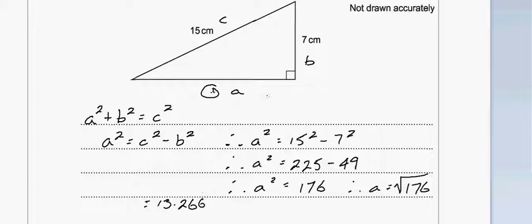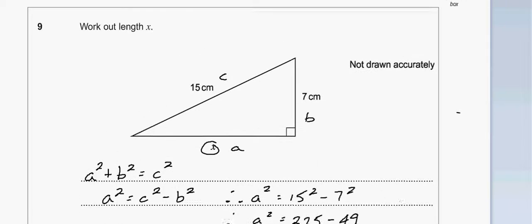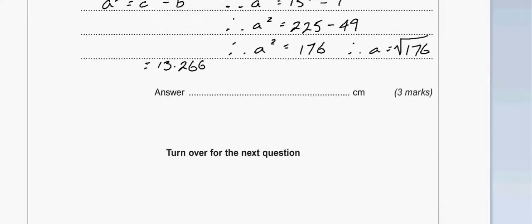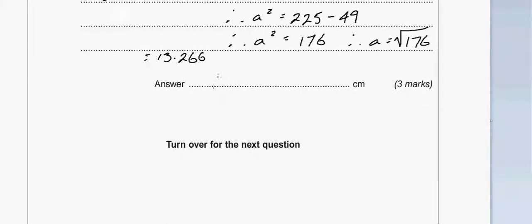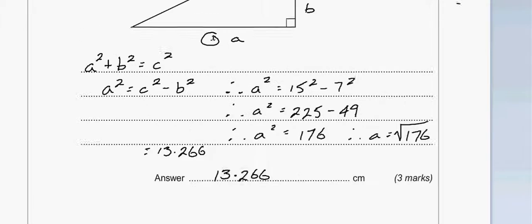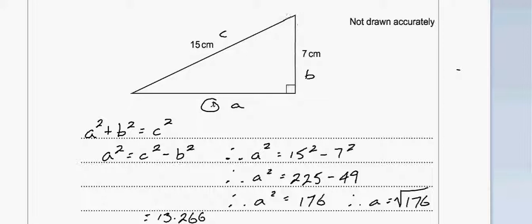Okay, so it just says work out length x, it doesn't say give any degree of accuracy, so I would just write in 13.266, and this would be centimetres. And if you look at the triangle, this side is 7 and this is 15, we know this is longer, so this is 13. This would make sense because it's got to be shorter than this. So remember, we're not looking for an angle, we're not given an angle, so consequently we use Pythagoras. Okay, so that's question 9.